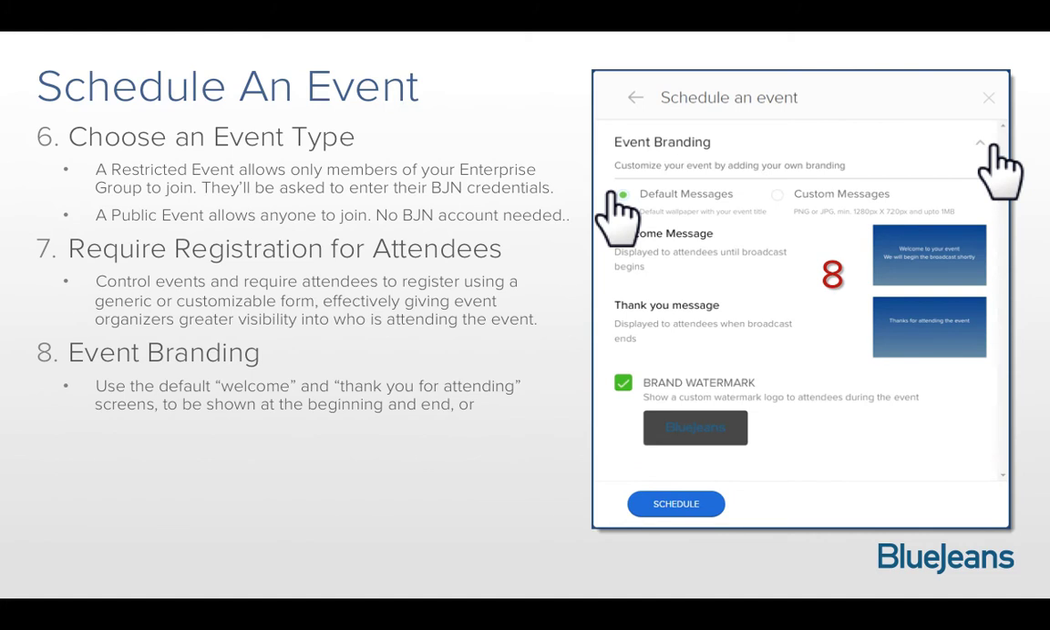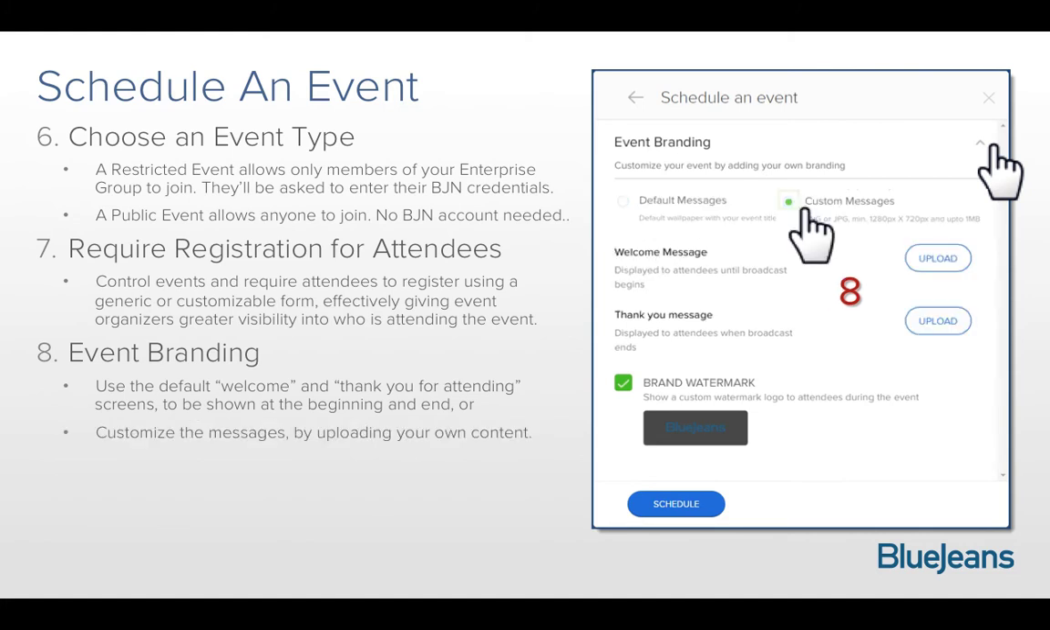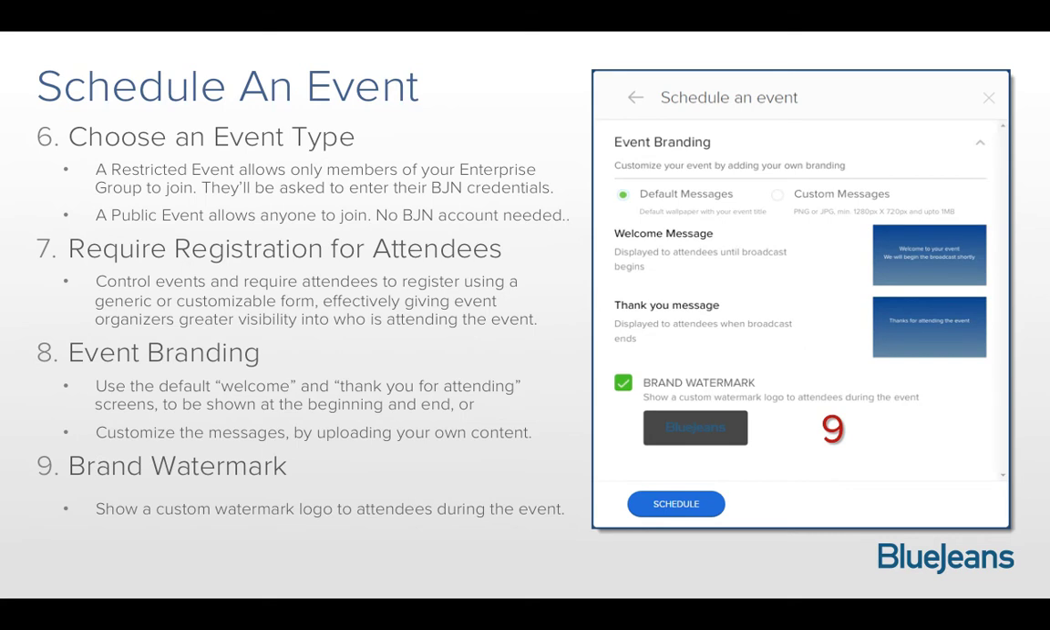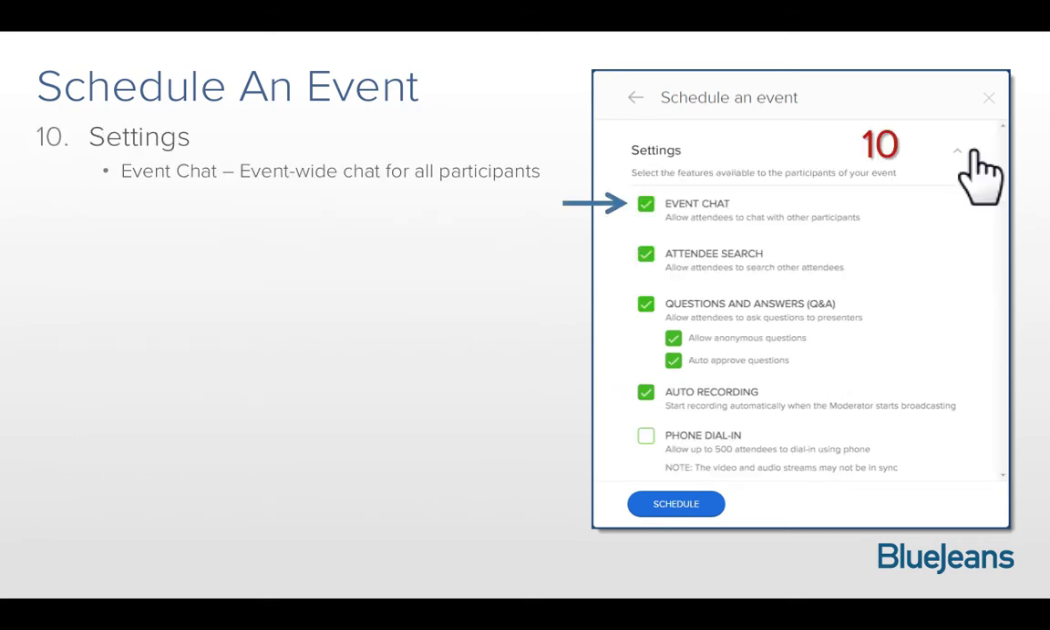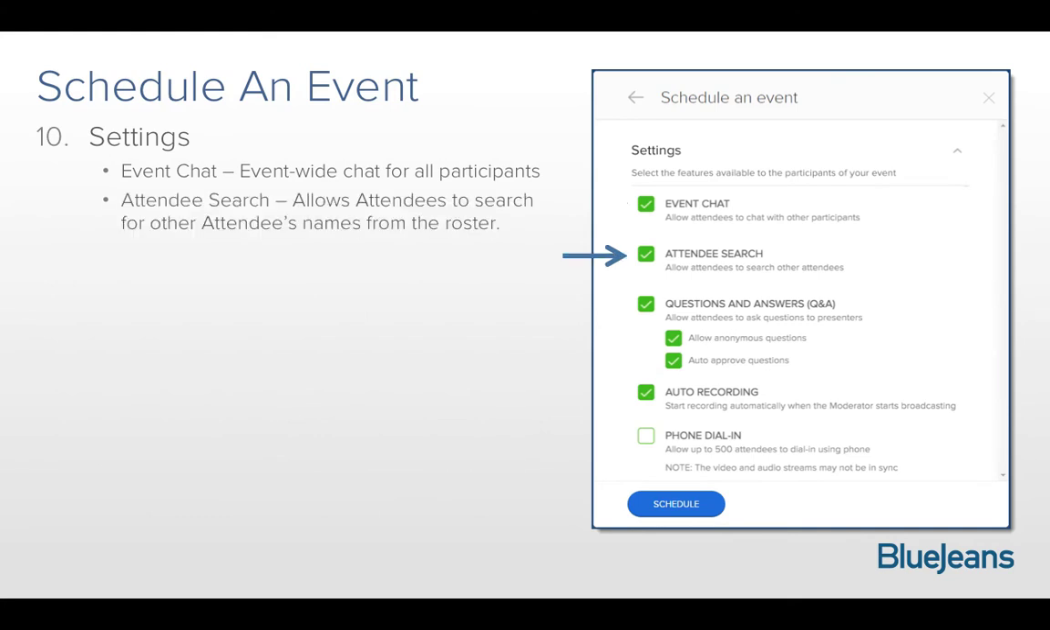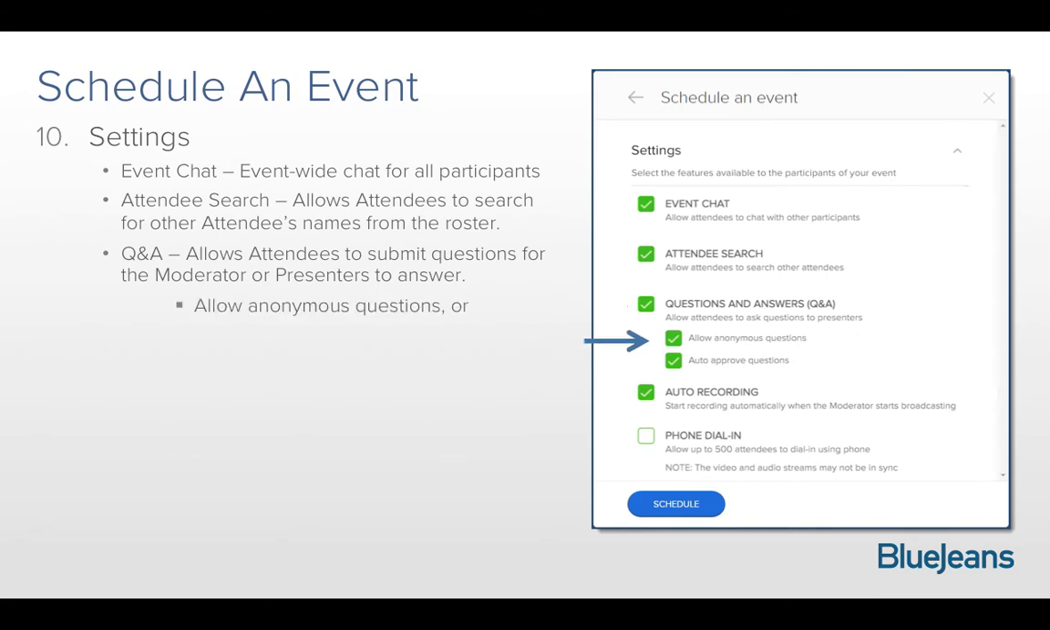Use default branding or customize the message with your own content. Set a custom watermark if you wish. 5 settings can be enabled or disabled. Chat, allowing attendees to search the roster. Q&A, with an option to allow anonymous questions or auto-approve questions.